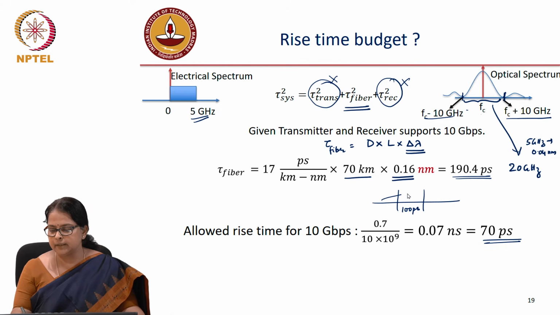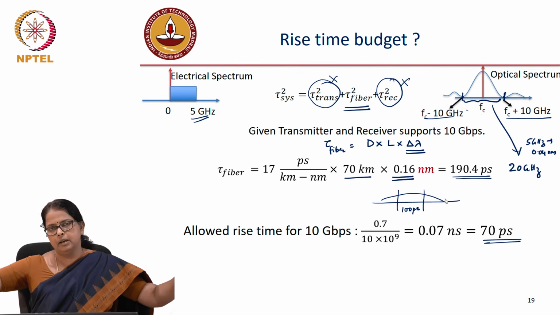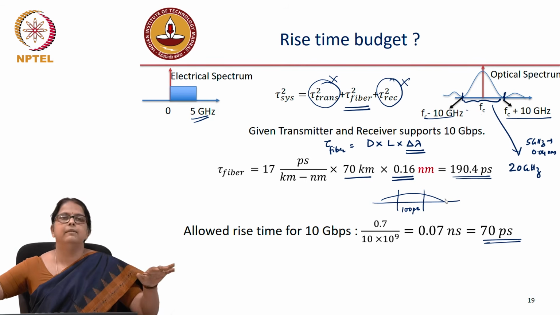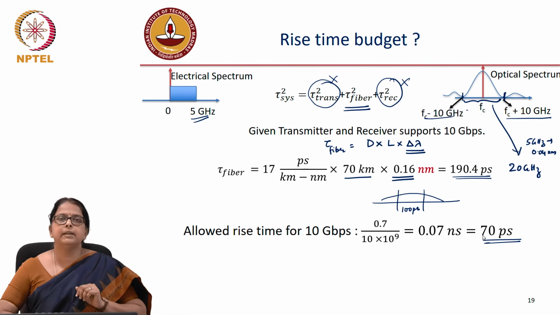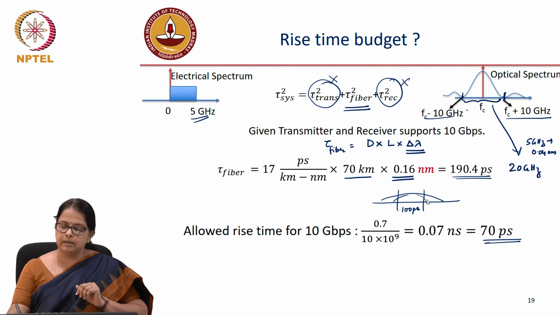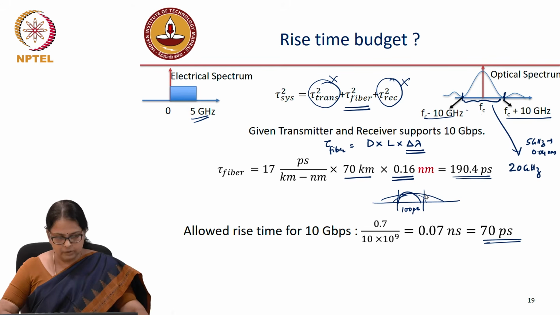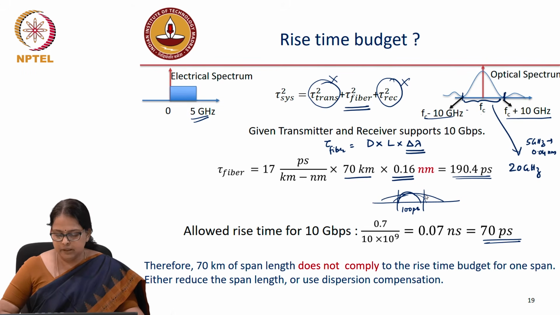The spread itself is 190 picoseconds, which means the pulse actually spreads into its two neighboring bits on either side. So you have a large inter-symbol interference. The allowed spread is only 70 picoseconds, so that it is within this 100 picoseconds. Okay, so that's not allowed. So a 70 kilometer span does not comply with the rise time budget for one span.